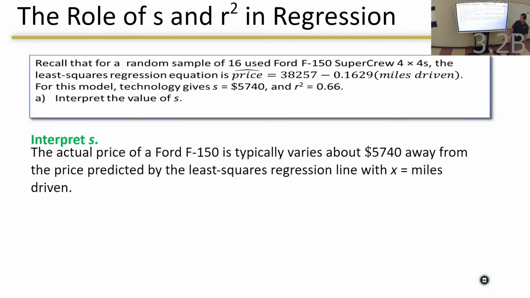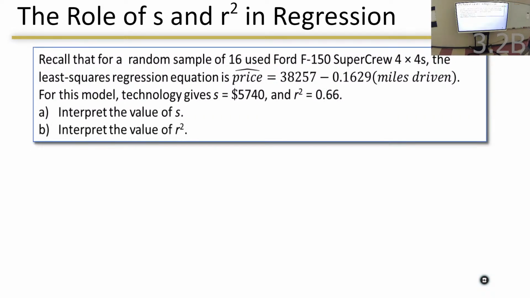Good. The actual price of a Ford typically varies. So this is what this book always says when we talk about the standard deviation. Typically varies about 5740 away from the price predicted by the least squares regression line with X miles driven. Yeah, right. They got some little bit of context in there. Nobody's going to say it exactly like that, but we just got to get close.